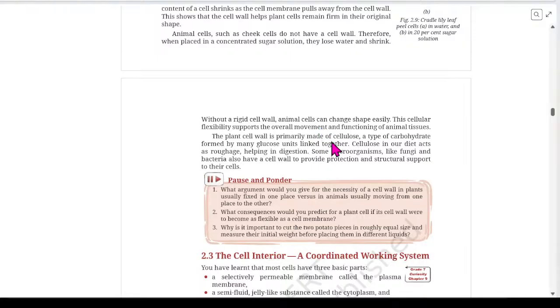The plant cell wall is primarily made up of cellulose, a type of carbohydrate formed by many glucose units linked together. Cellulose in our diet acts as a roughage, helping in digestion. Some microorganisms like fungi and bacteria also have a cell wall to provide protection and structural support to their cells.